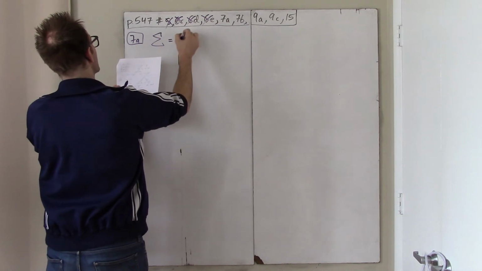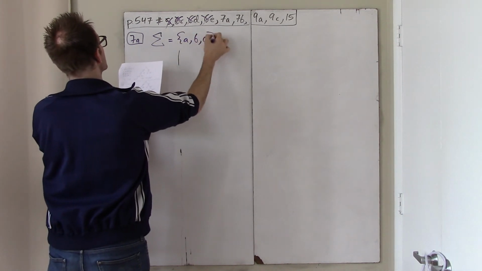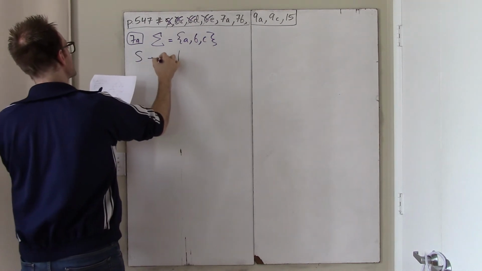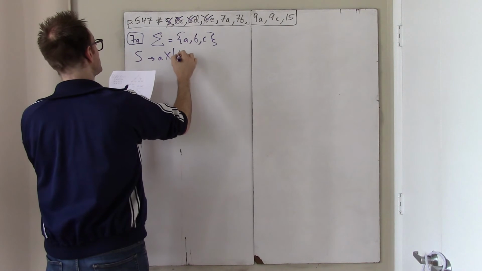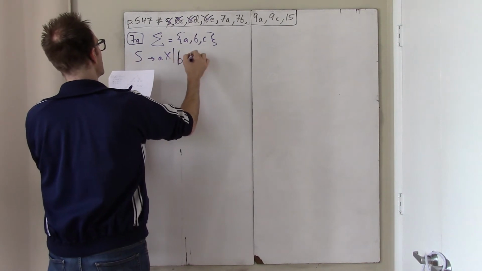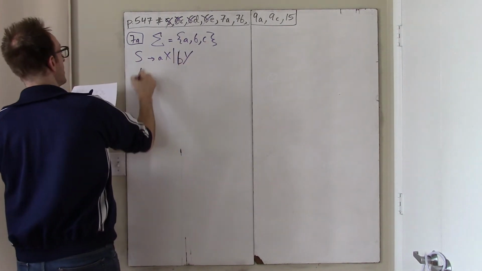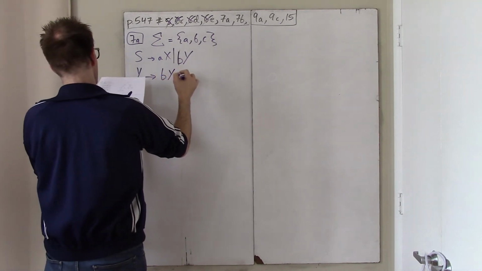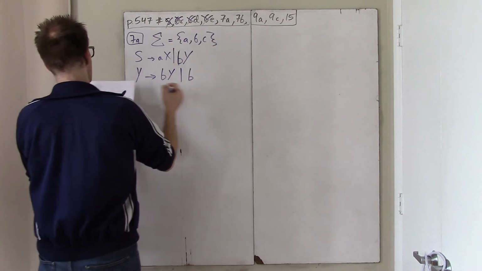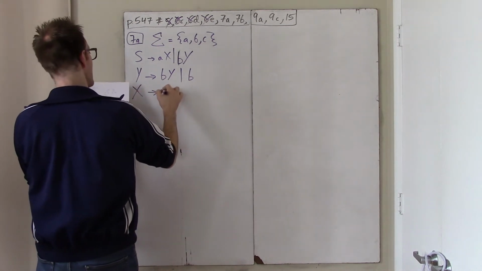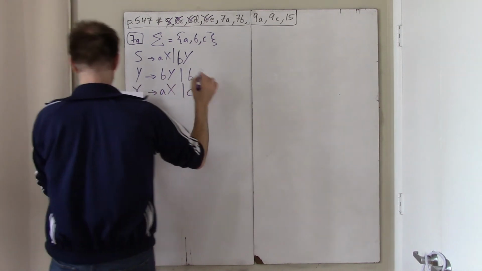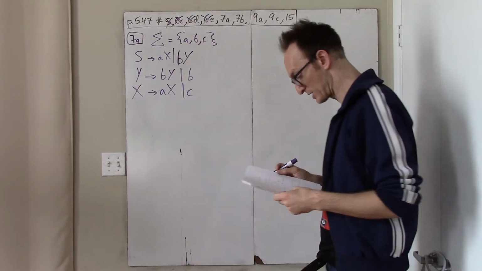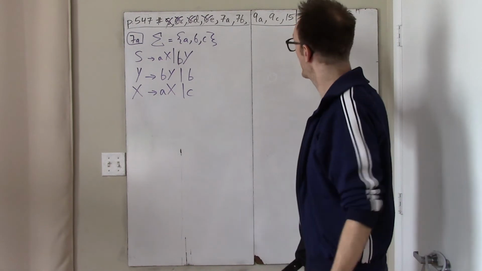Okay, so sigma is ABC, that's good to know, and here it is. S goes to AX or BY, and Y goes to BY or B, and X goes to AX or C. Okay, and here I'm just going to make the tree, and okay, I just do it.